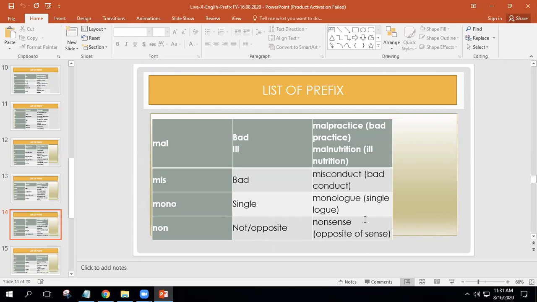It is unfamiliar to most of you, but if some of you know, please raise your hand. I'd like to know from you. Monologue. What does monologue mean? Nobody knows? Okay.